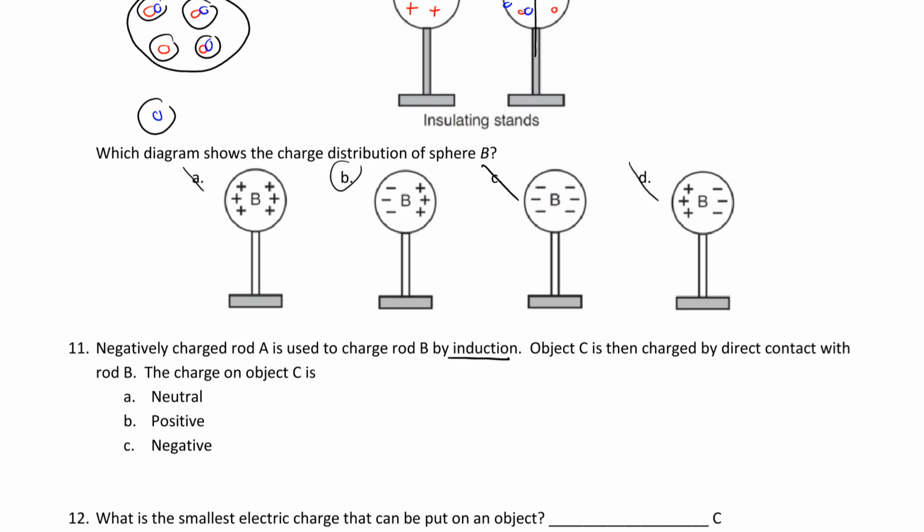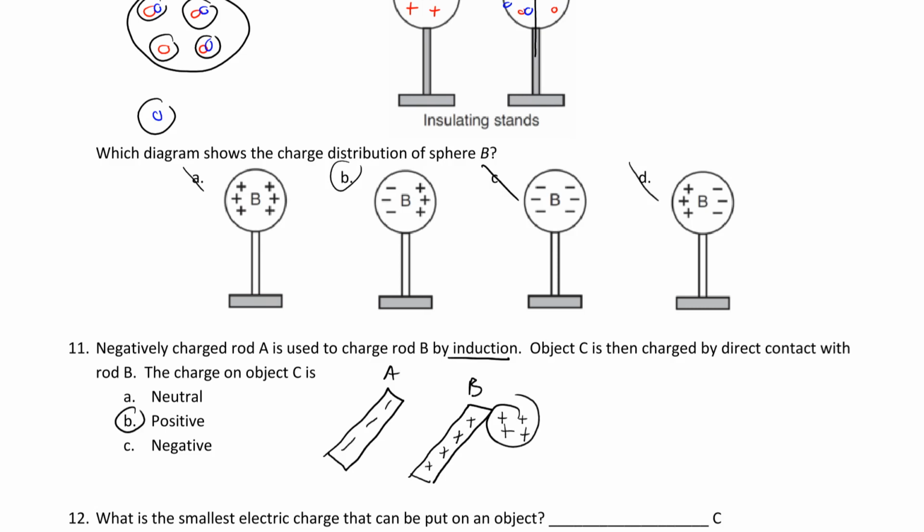So negatively charged A is charging object B by induction, so that means it's left with opposite charges. So this is A, this is B. Induction means it's opposite. Object C is then charged by direct contact with rod B. All right, so now we're charging it by contact, which leaves the objects with the same charge. The charge on object C is positive.